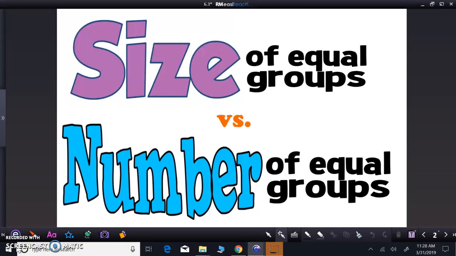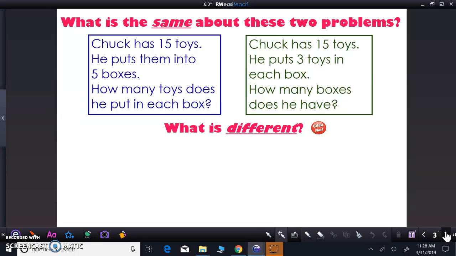Hello and welcome to Lesson 6.3, Number of Equal Groups. Let's take a look at these two story problems and find out some similarities between them.